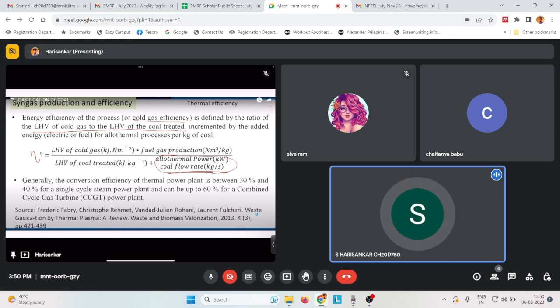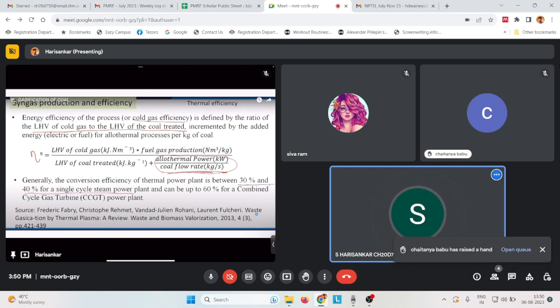And generally the conversion efficiency of a thermal power plant is between 30 to 40% for a single cycle steam power plant, and it can be up to 60% for a combined cycle gas turbine power plant. Yes, Mr. Chaitanya.